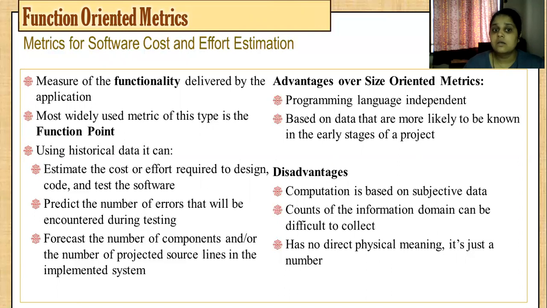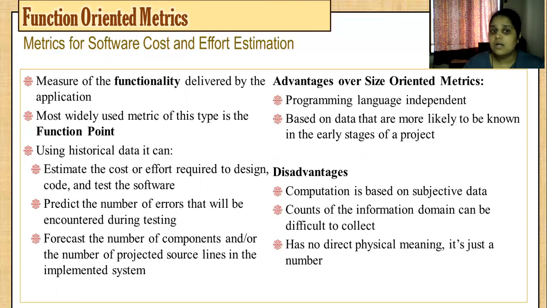Okay, so it is predicting cost and effort estimation in design, code, test. It is also estimating the number of errors that can be encountered in testing, and it is also telling you roughly how many lines of code there will be. Now what is the advantage of function oriented metrics as compared to size? First, it is programming language independent, because it counts only the functionalities and not the lines of code. And it is available before you start or in the early stages of development, because it takes into consideration historical data.